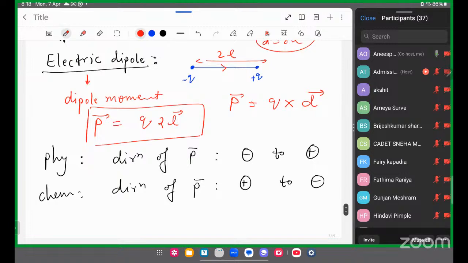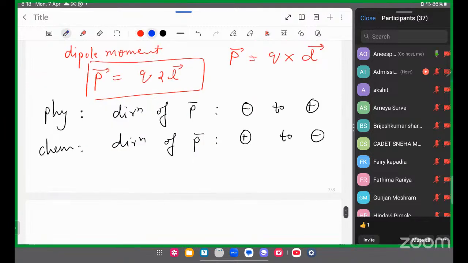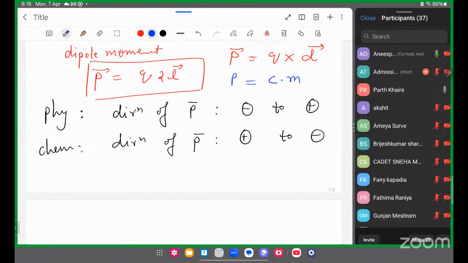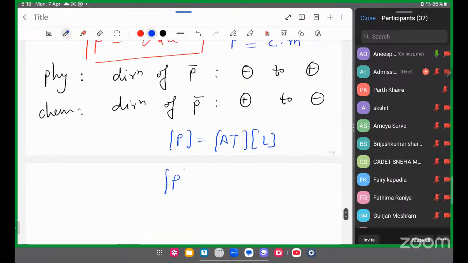What will be the unit of dipole moment? Since dipole moment is the product of charge and distance, for charge we have coulomb and for distance we have meter. So the unit will be coulomb meter. And if you are interested in the dimensional formula, for charge we have AT and for distance we have L. So this will be the dimension of dipole moment, which is LAT. Understood?